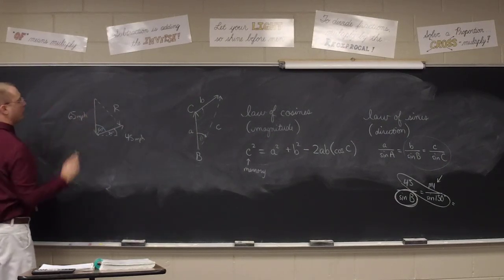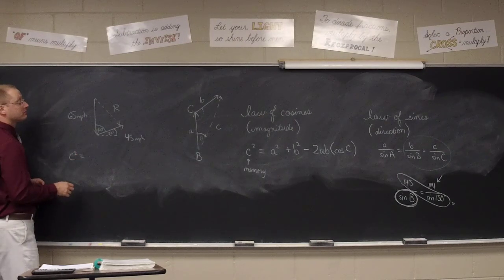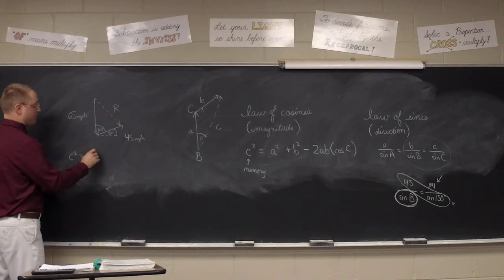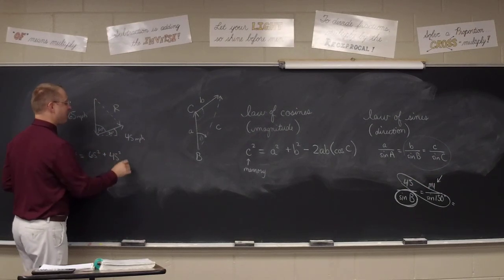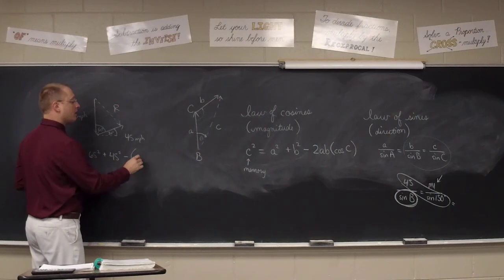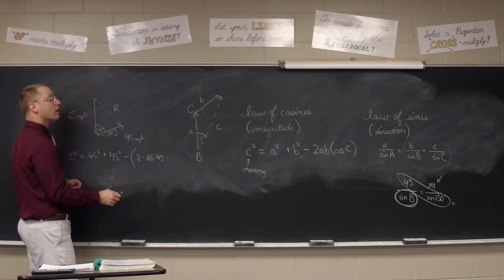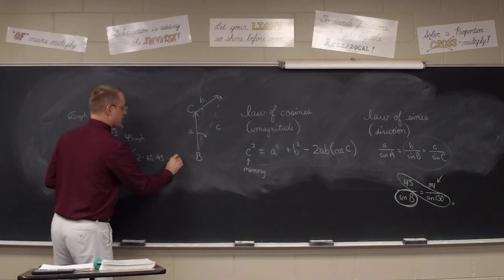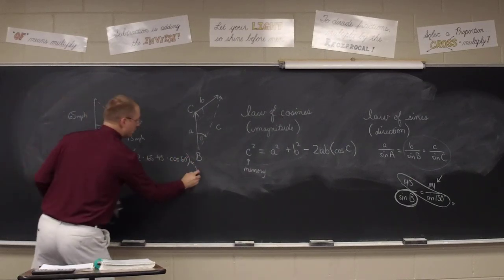So I need to find the resultant. I'm going to say that c squared equals A squared, 65 squared plus 45 squared minus parentheses 2 times 65 times 45 times cosine of 60 this time. Close the parentheses. You guys will hit equals, and then you'll take the square root.